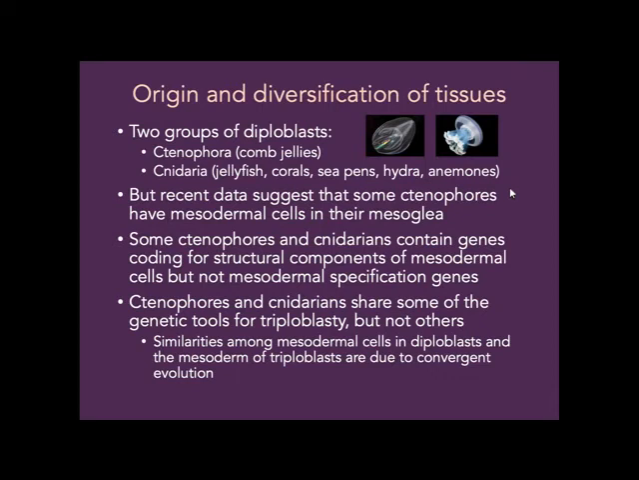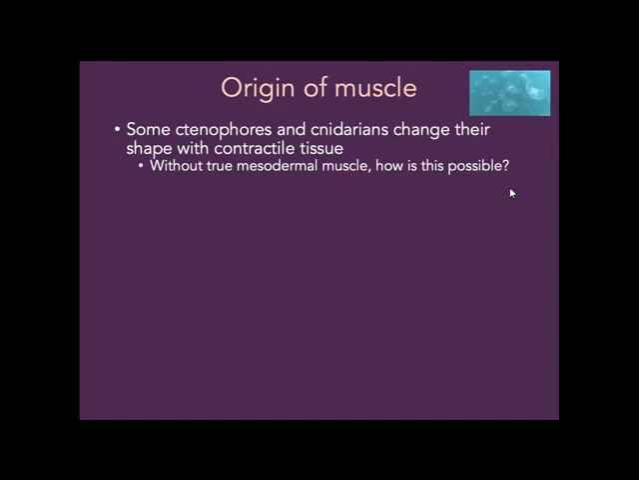All right, so what about muscle, right? We know that ctenophores and cnidarians are moving. You can see them swimming. So how can they possibly change shape without that kind of contractile tissue or true mesodermal muscle? They don't have mesoderm. How do they have muscle?